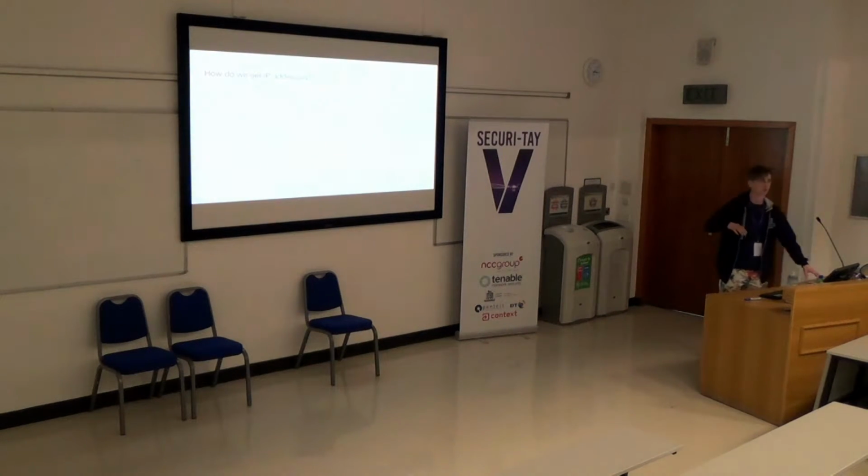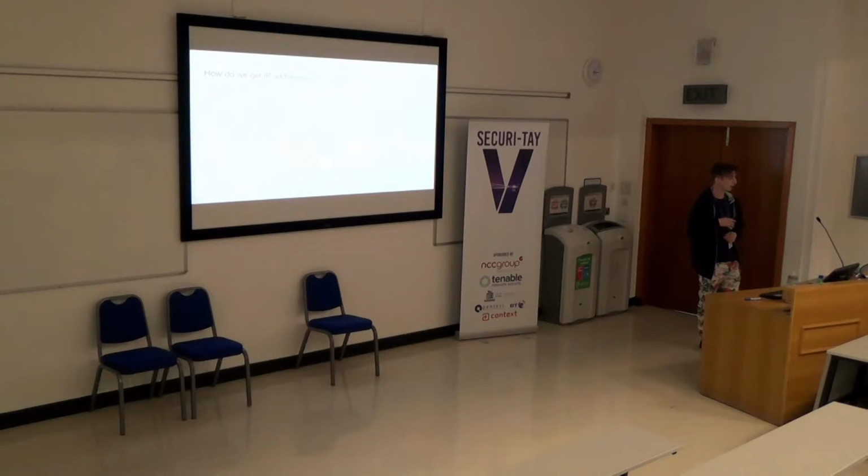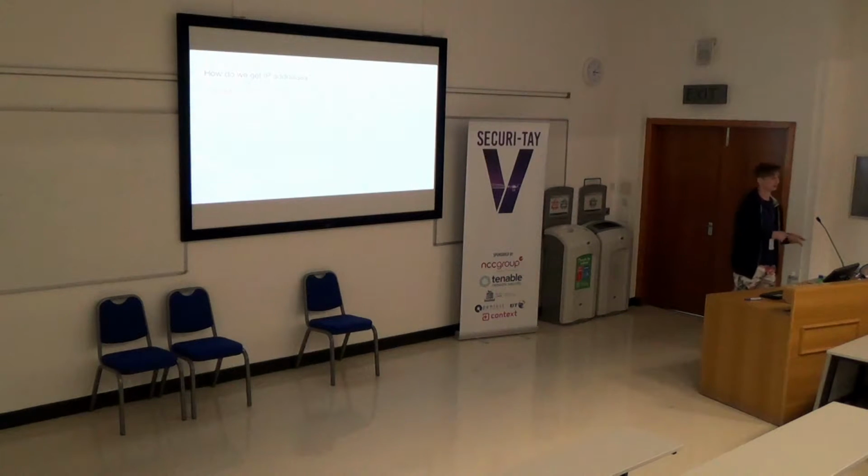So how do we get IP addresses in the first place? I'm sure most of you pretty much know this already, but I'll just skim through it anyway. ICANN assigns IP blocks to RIRs, which are regional internet registries, like RIPE in the EU and ARIN in the US.